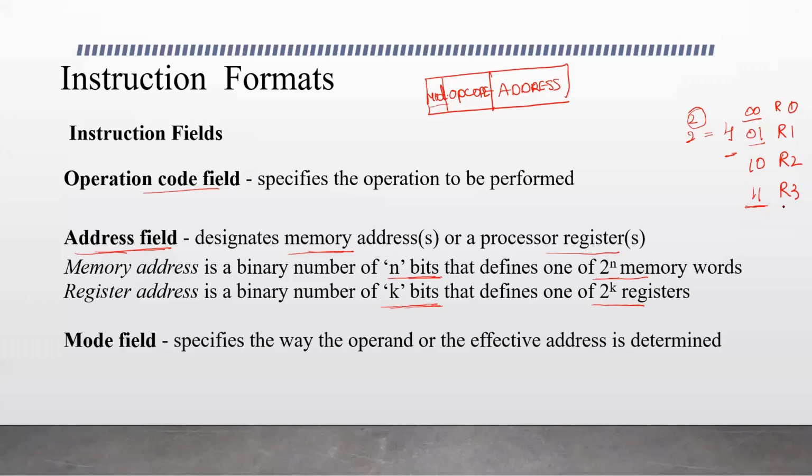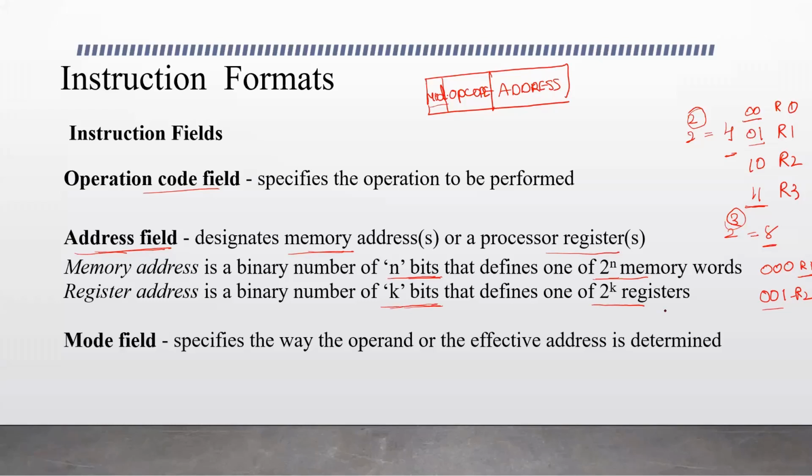And if the CPU has 8 registers, 2 power 3 is 8, right? So we need 3 bits to represent the address of these 8 registers. So the address would be like 000 representing register R1, 001 R2. This way the address is assigned. We need k bits that define one of the 2 power k registers.